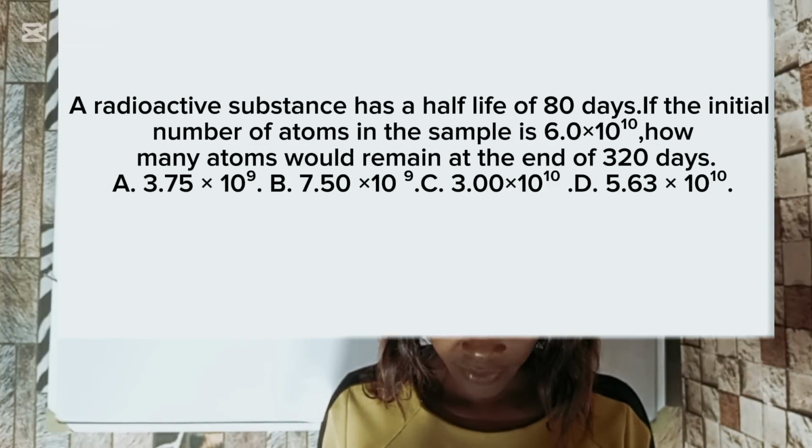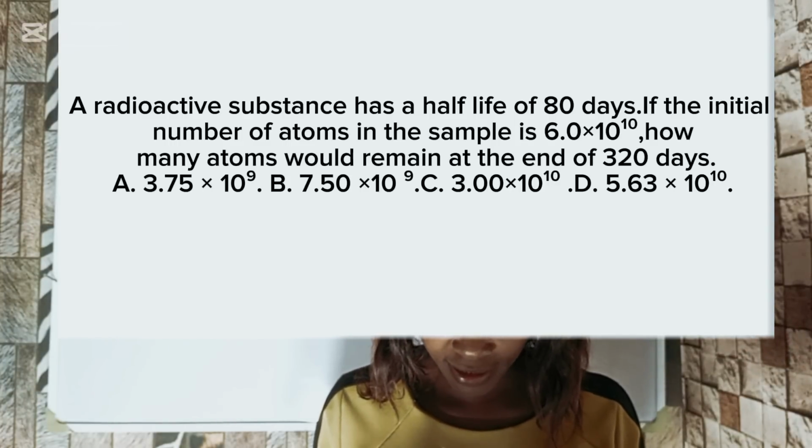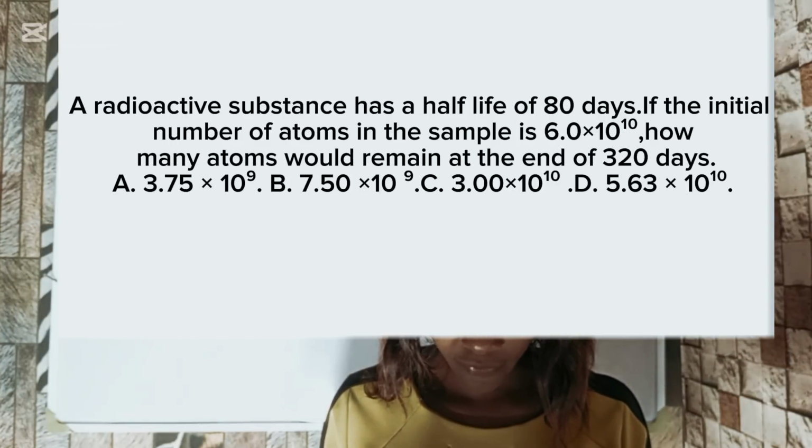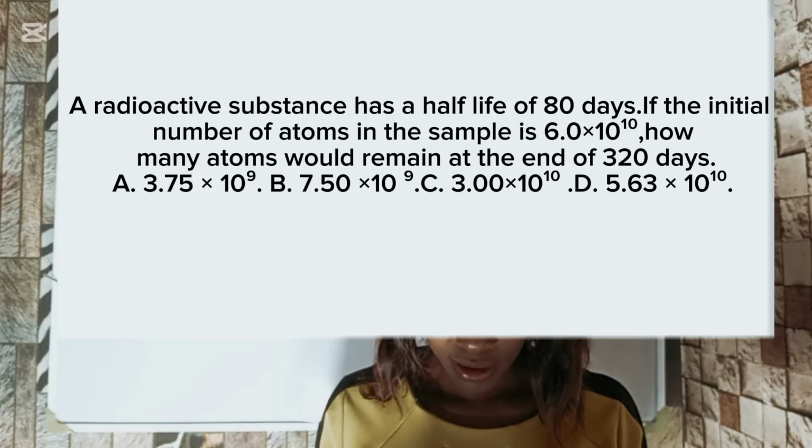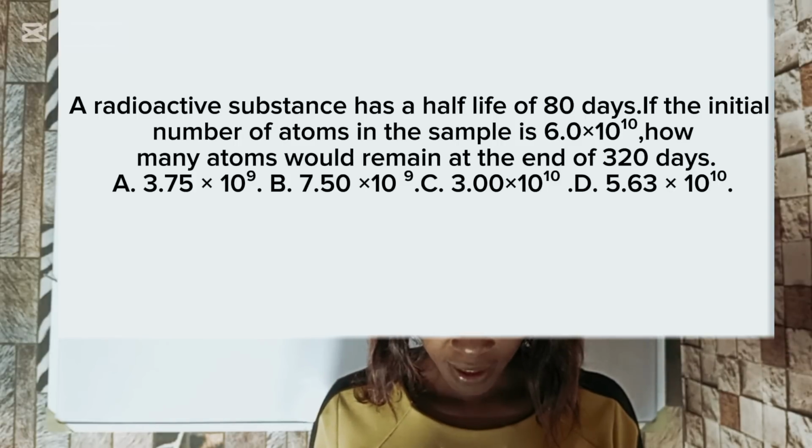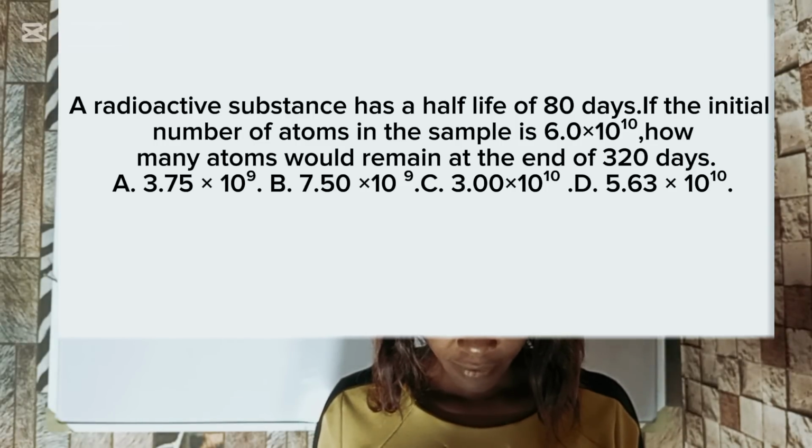A radioactive substance has a half-life of 80 days. If the initial number of atoms in the sample is 6.0 times 10 raised to the power of 10, how many atoms will remain at the end of 320 days? Option A, 3.75 times 10 raised to the power 9. Option B, 7.50 times 10 raised to the power 9. Option C, 3.00 times 10 raised to the power 10. Option D, 5.63 times 10 raised to the power 10.